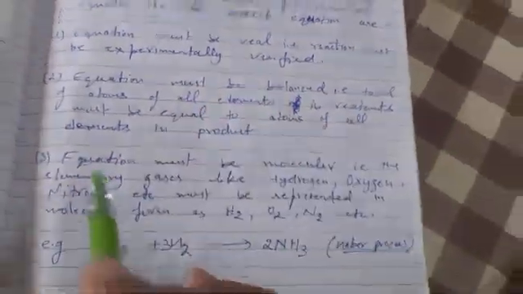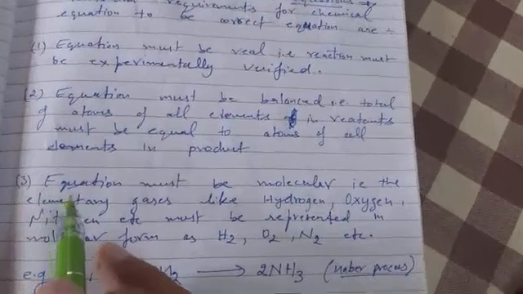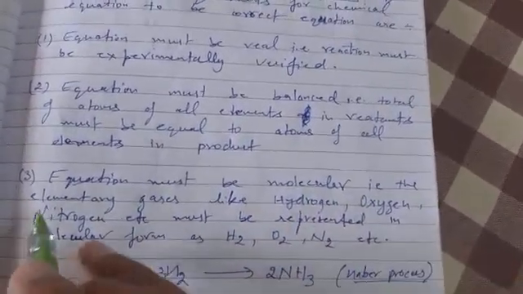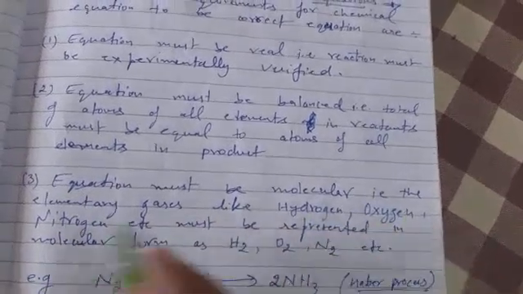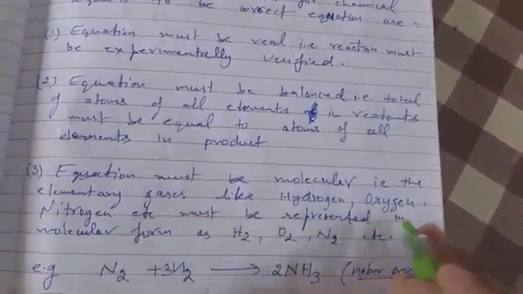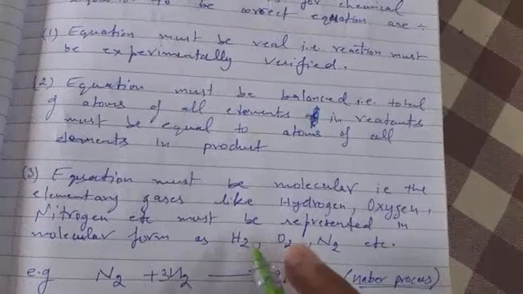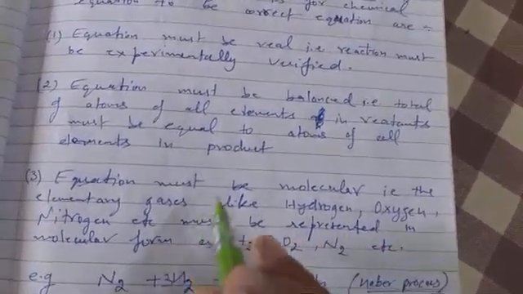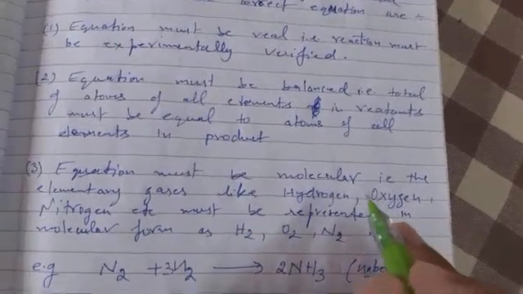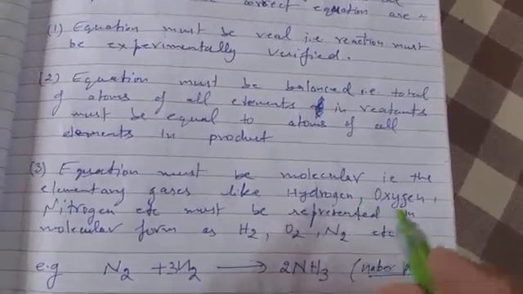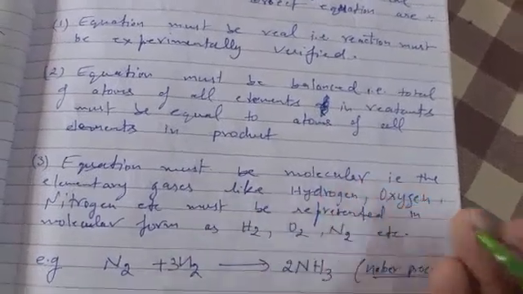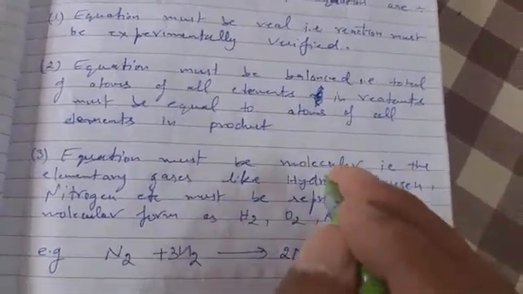And third, essential for a chemical equation to be correct is that it must be molecular. Especially in the case of elementary gases like hydrogen, oxygen, nitrogen, etc. They must be represented in their molecular form like H2, O2 and N2. We can't write H, O or N because they do not remain in that form. Whatever form these elemental gases exist in, the same form must be written in the equation.